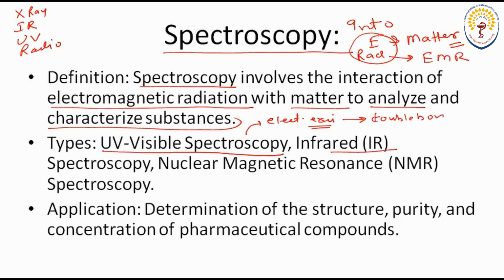From infrared spectroscopy we understand the type of bond. From nuclear magnetic resonance spectroscopy we understand the type of proton which is being used. So spectroscopy is nothing but the interaction of electromagnetic radiation and matter, and by this interaction we are getting some information, and this information is used to quantify and identify the molecule.